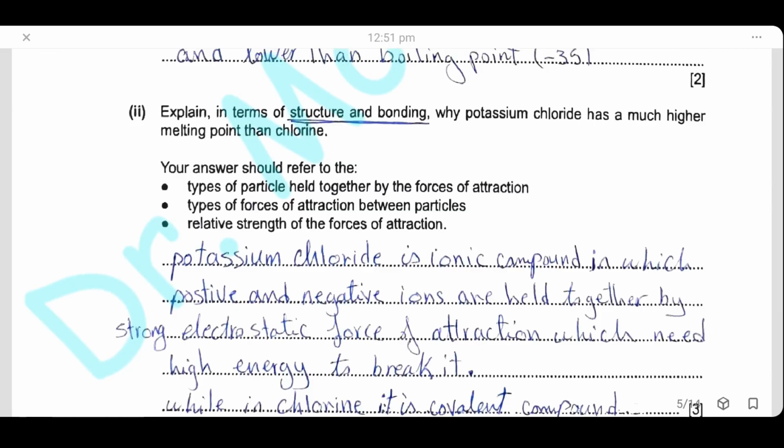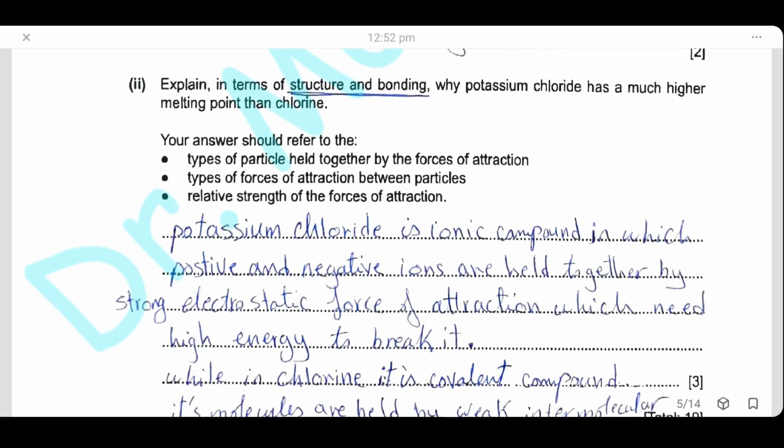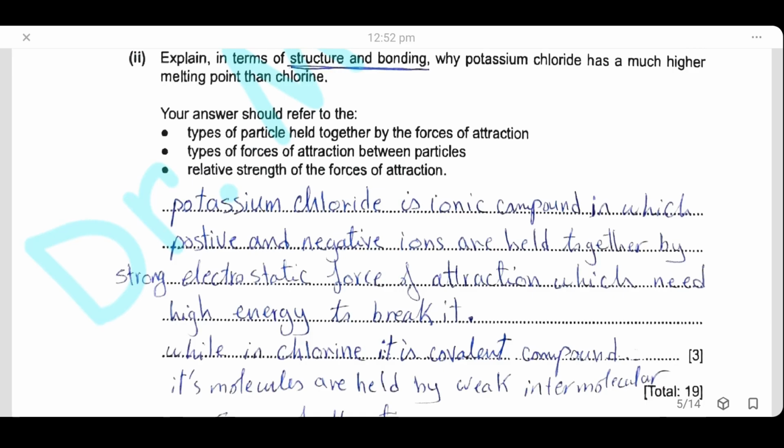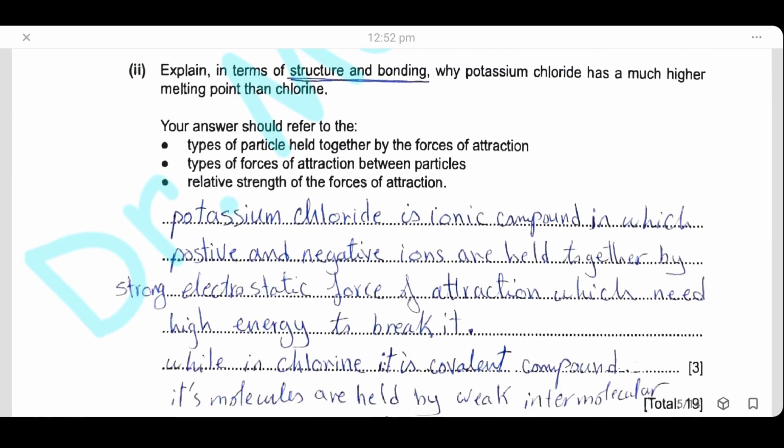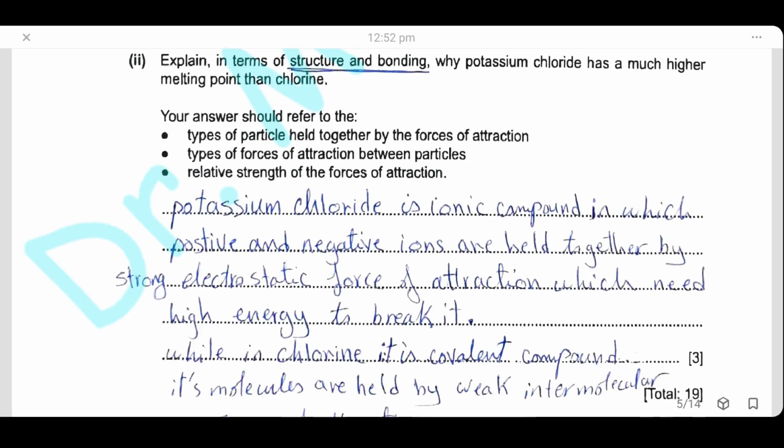Explain in terms of structure and bonding why potassium chloride has much higher boiling point than chlorine. Your answer should refer to particles held together, the forces of attraction, types of the force of attraction, and the relative strengths of these forces. We have to compare between potassium chloride, which is an ionic compound, and chlorine, which is a covalent compound. Why potassium chloride has higher boiling point and melting point than chlorine.